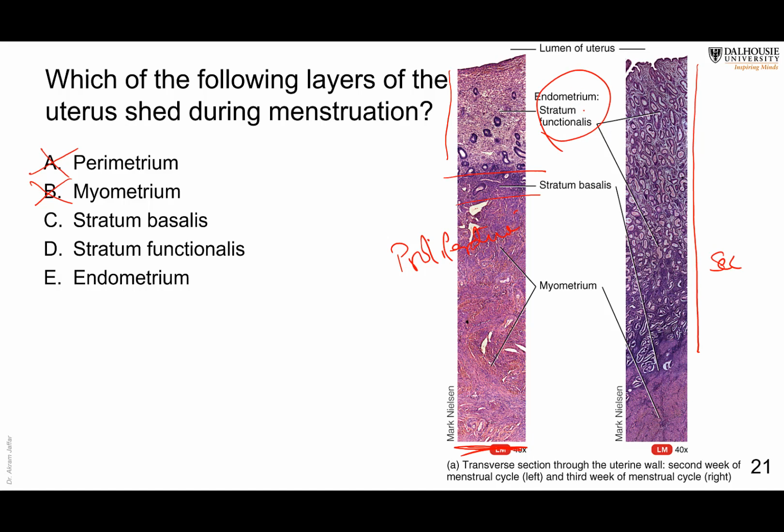And it is the stratum functionalis here, which during the secretory phase contains multiple glands. It is this part of the endometrium, the functionalis, that sheds during menstruation. Basalis does not shed. If the endometrium was the only choice that we have here, then we would choose the endometrium. But since we have more details, the endometrium as a whole does not shed. It's only the stratum functionalis that sheds. So this will be the incorrect choice in this combination.